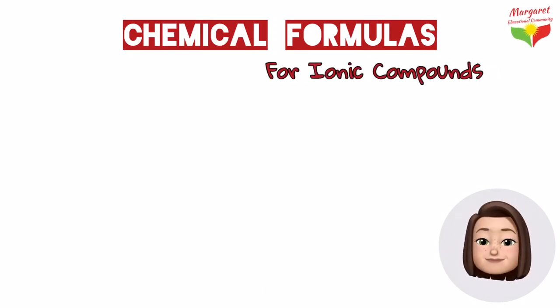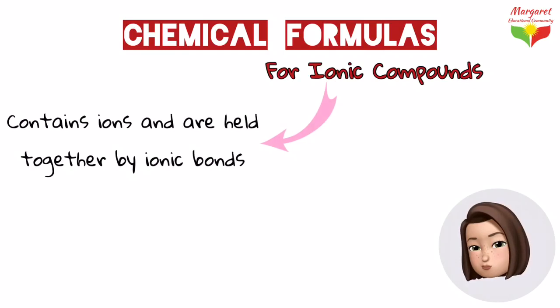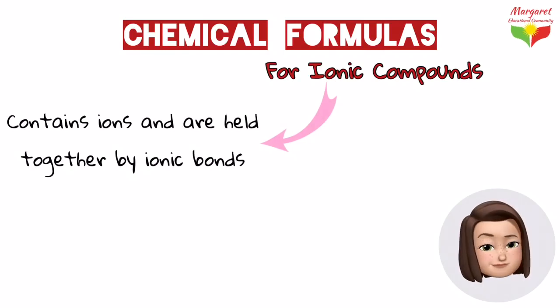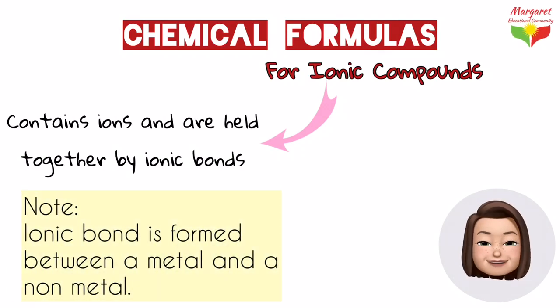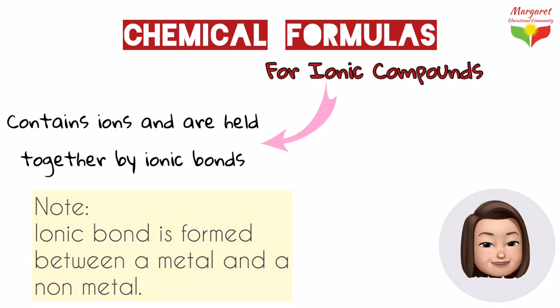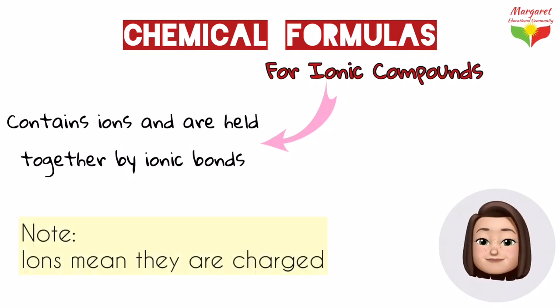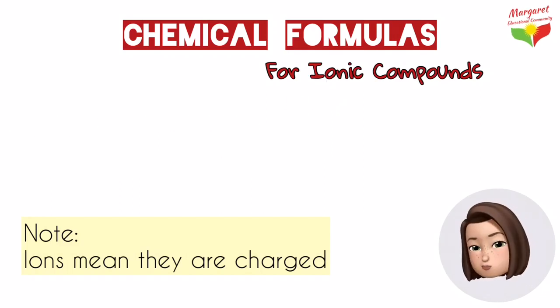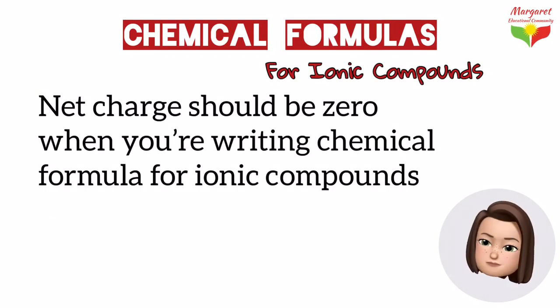Now for ionic compounds, these compounds are made of atoms joined together by an ionic bond. An ionic bond forms between a metal and a nonmetal, so that means we have a metal and a nonmetal. And remember, in an ionic compound, the atoms are charged. In order to write a formula for an ionic compound, you need to make sure the net charge is 0. I will show you the easiest way to do this.